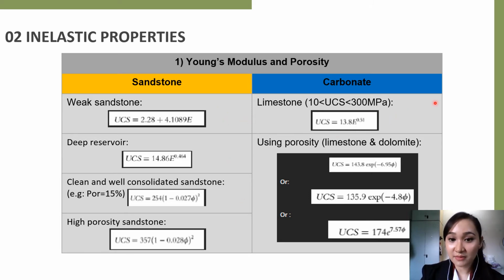Now for carbonate, specifically for limestone, when we have UCS values that range between 10 to 300 megapascals, we will use this formula instead. And also, as mentioned earlier, we also use porosity as the input. Now for limestone and dolomite, these are the empirical equations that are applied to calculate its UCS.